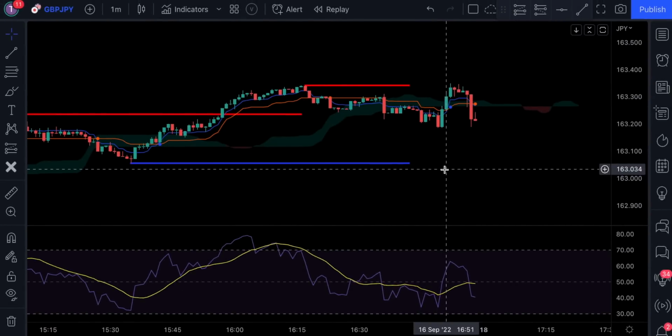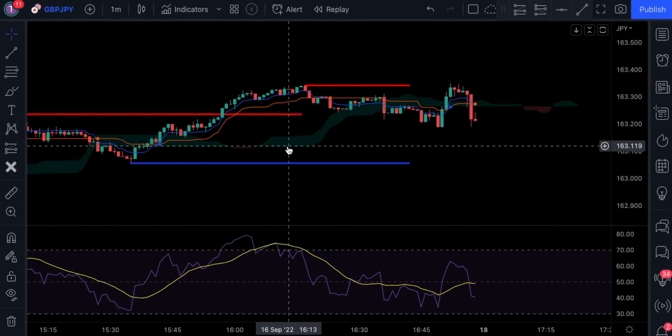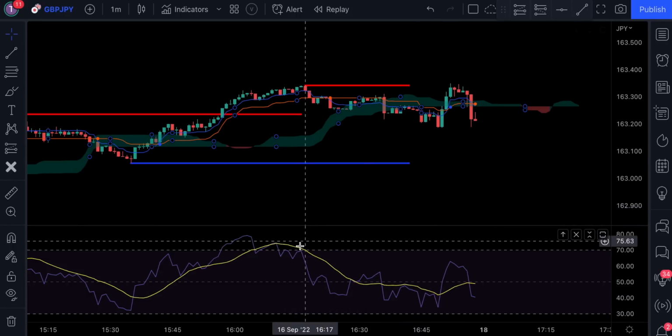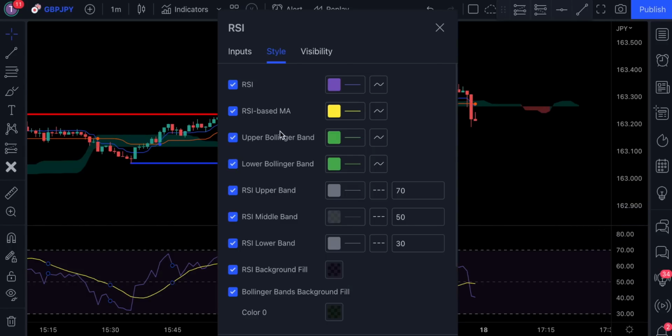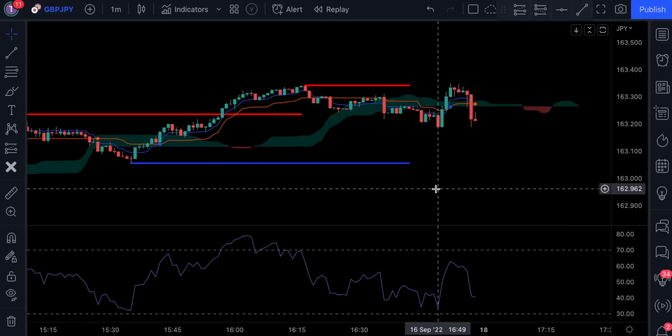We're not going to change the inputs on any of these indicators, only their style. So let's first double click on the SuperIchi indicator and make the backgrounds a bit more visible. Now let's access the RSI indicator settings and get rid of the RSI based MA, the middle level, and the RSI background fill. Okay, the strategy is complete.